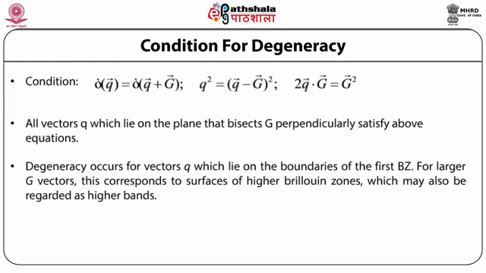So these are the conditions for degeneracy. All vectors Q which lie on a plane that bisects G perpendicularly satisfy the above equations. Degeneracy occurs for vectors Q which lie on the boundaries of the first Brillouin zone. For larger G vectors, this corresponds to surfaces of higher Brillouin zones, which may also be regarded as higher bands.